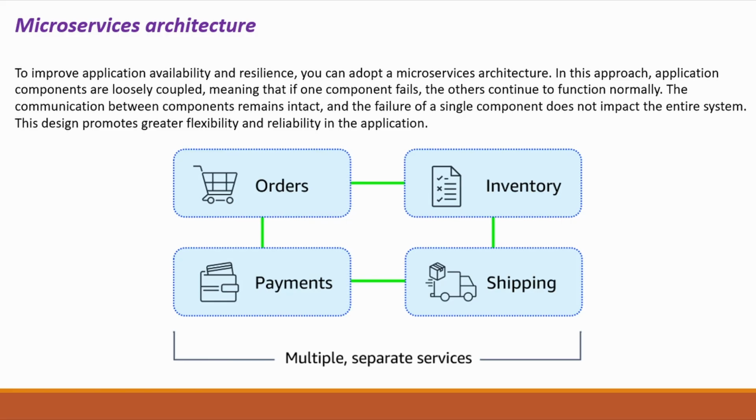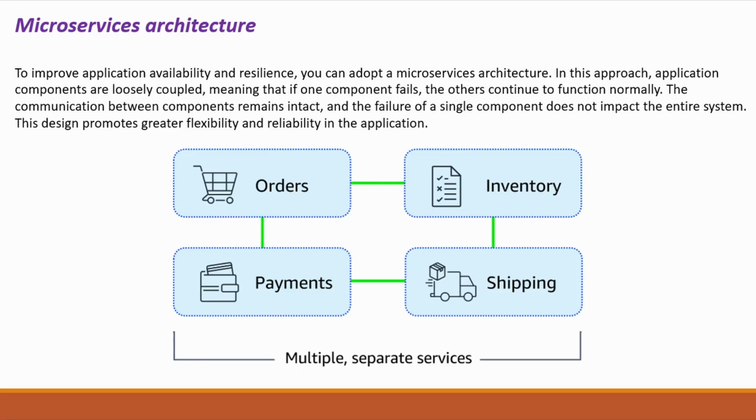you can adopt a microservice architecture. In this approach, the application components are loosely coupled, meaning if one component fails, the others continue to function normally. The communication between components remains intact, and the failure of a single component does not impact the entire system. This design promotes greater flexibility and reliability in the application.